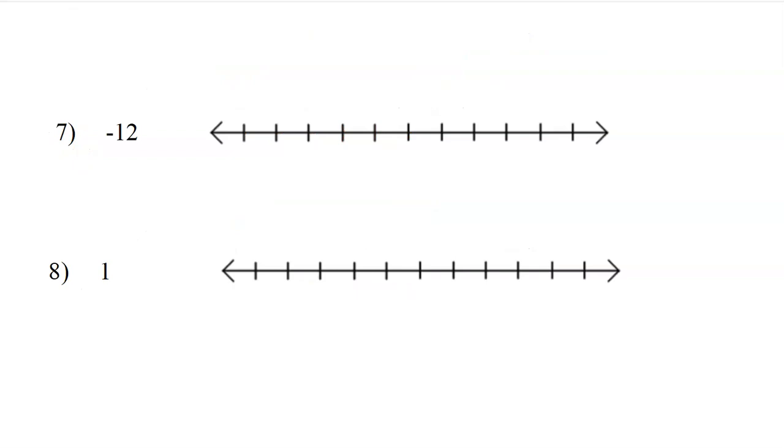Okay, last two, -12 and 1. So I can put a 0 here. I could skip count by 6s just to make my life easier. And then this is the opposite, this is the original. And the last one, it makes sense to count by 1s. And I graph the original and then the opposite. Okay, that is graphing integers on a number line.